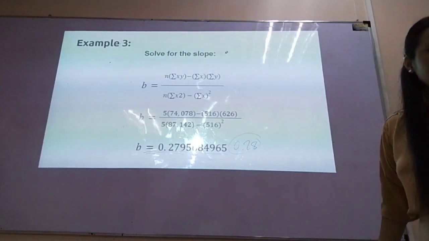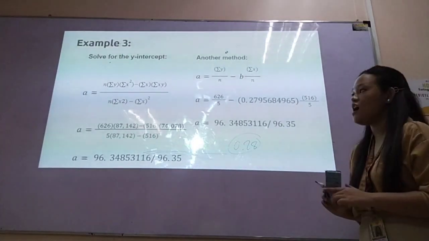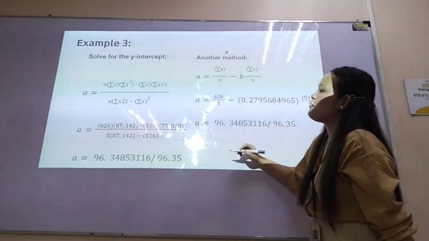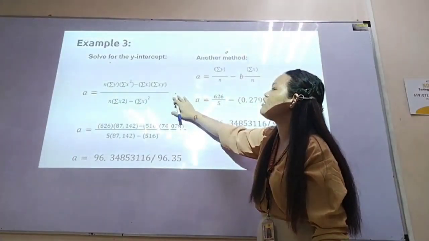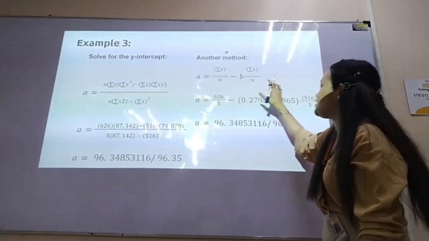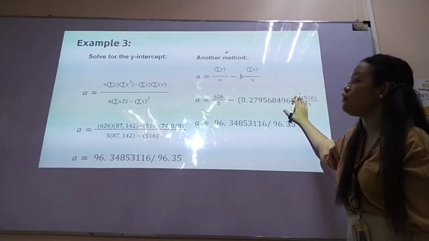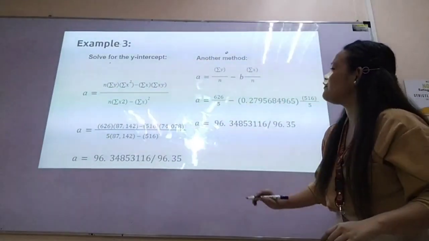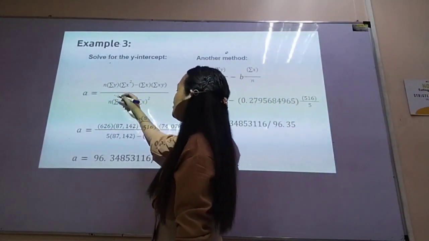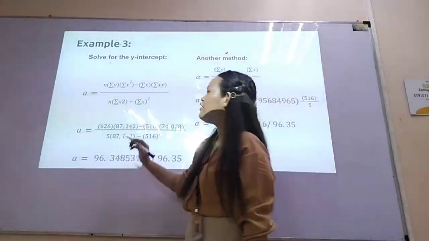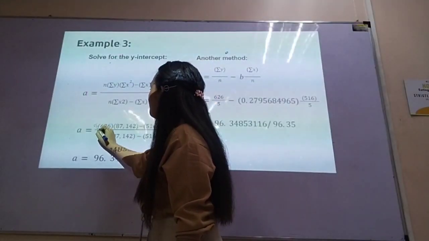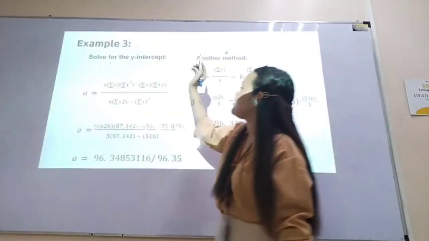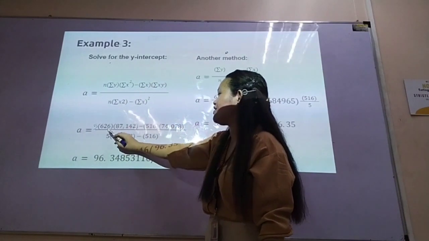And then we're going to solve for the y-intercept next. Now, I'm going to show you the two ways that we can look for the y-intercept. First is this one, where we are not going to use the slope. Second is this one, which is shorter, but we have to look for the slope first. So we're going to have this first method. To solve for the y-intercept, we're just going to substitute the values that we found earlier. So we have to put it here. Forgive me for the typo error, but this is what it will look like. So the sum of y is equal to 626.